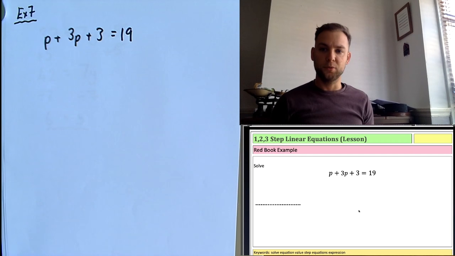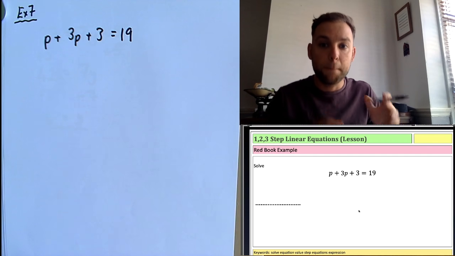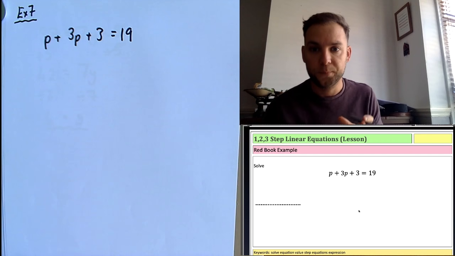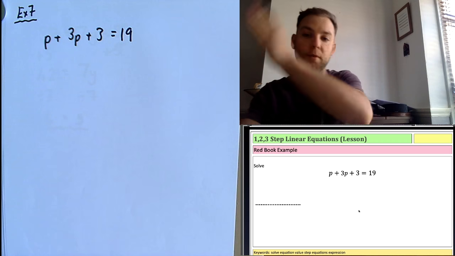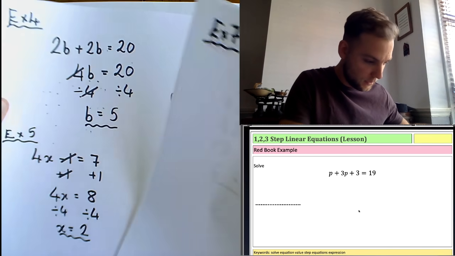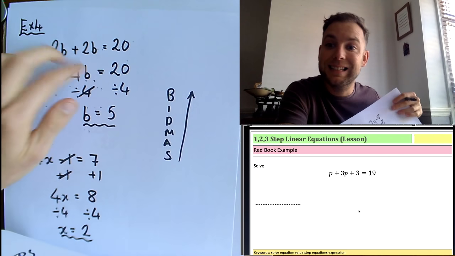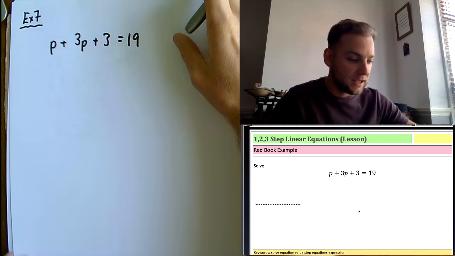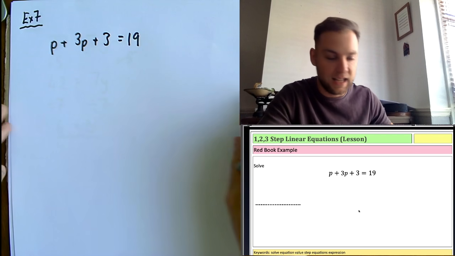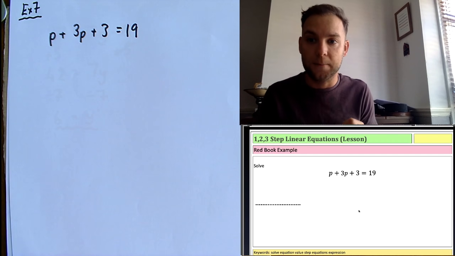So the first thing people do is they go, all right, I take away 3, divide by 3, but remember what we did before. Remember when we did this one here, we needed to simplify first. And notice, if we've got the p's on this side here, we can simplify it before we do anything, and you have to do that.